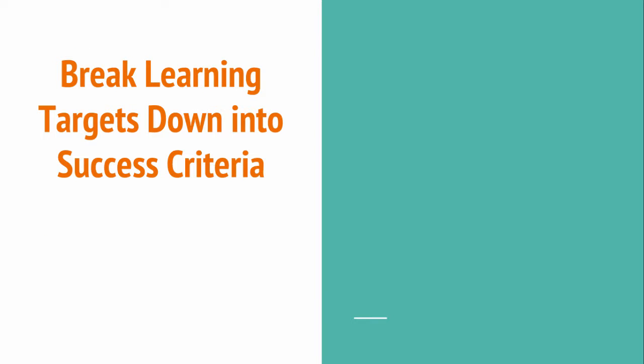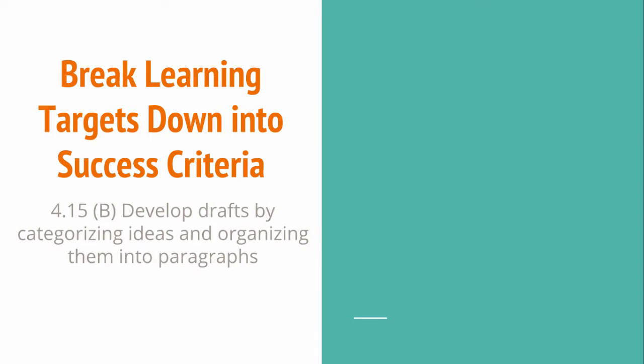So let's talk about breaking learning targets down into success criteria. It's very hard sometimes for a student to look at that learning objective and say, oh, now I know what to do. Because if they know what to do, then why are we teaching it? Because they already know it. So we really need to break it down so that they see the individual parts of that learning objective.